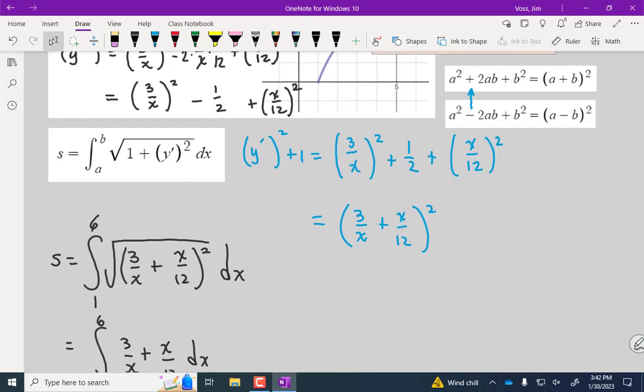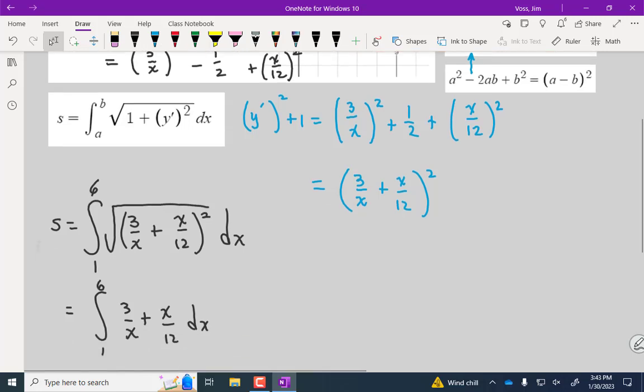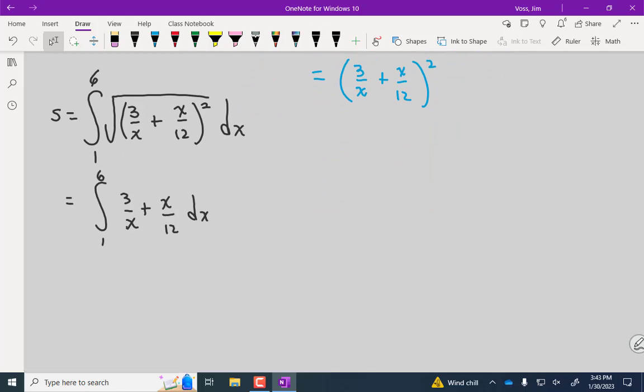Okay. And if you were to check, FOIL this out. If you FOIL this, you get 3 over x squared. You get x over 12 squared. And in the middle term, you get this times 2. The x's cancel. You get 3 over 12, which is a fourth. You times 2, and you get a half. And then you end up with this nice, neat little integral.